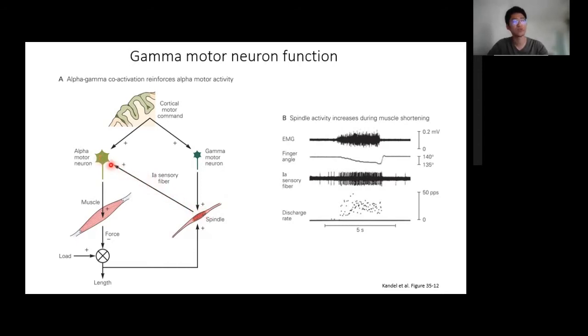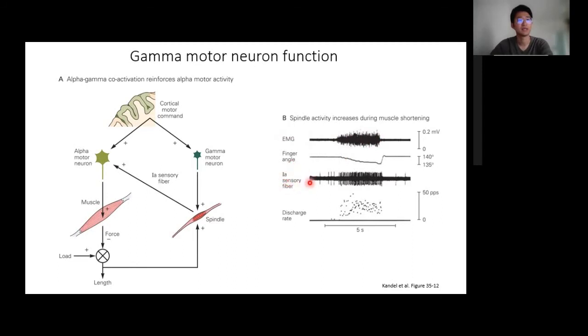So this is actually a reflex loop. We will talk about this later in more detail. And this is kind of a feedback loop. On the right side, there's an experimental demonstration of gamma motor neuron functions. What is done in this experiment is they do a finger flexion movement. As we see here, the kinematics, they flex the finger. And the EMG is electromyograph, so this represents the muscle activation. This is a flexor muscle of the finger. Once you flex, you have activity in the flexor muscles.